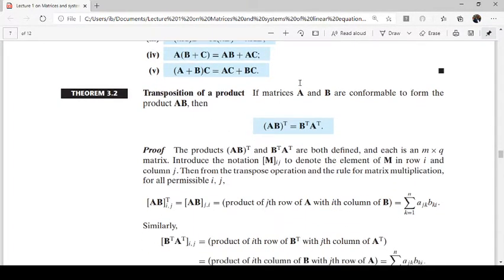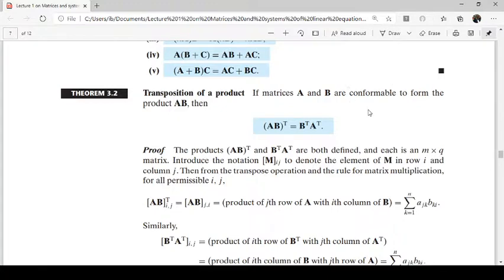Transposition of products. We know that these are theorems in matrices, and I will not bother with the proving, but for you to understand: if I have matrices A and B and these matrices are conformable, go back to your multiplication. For matrices to be conformable, what is that telling us?